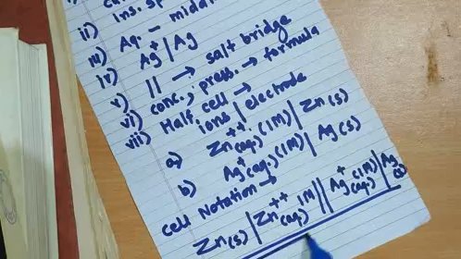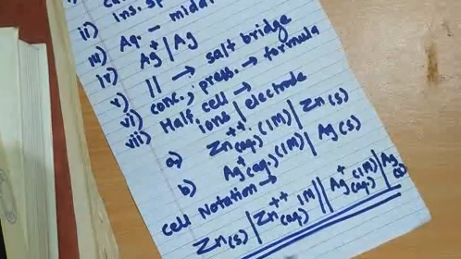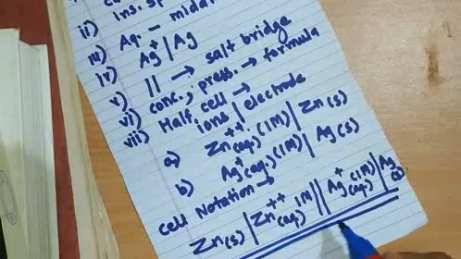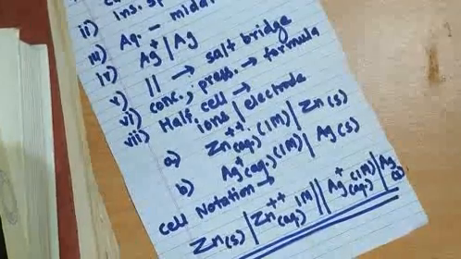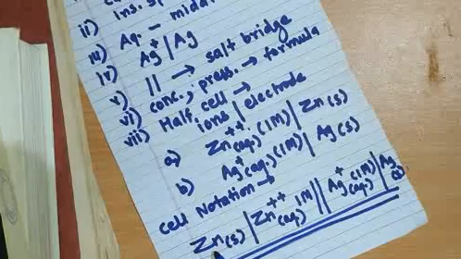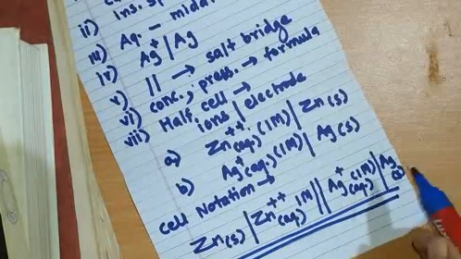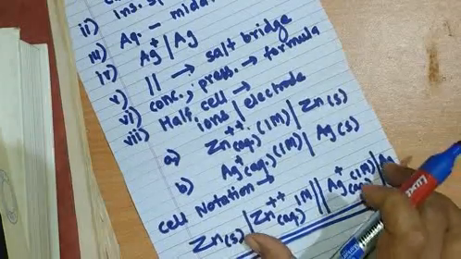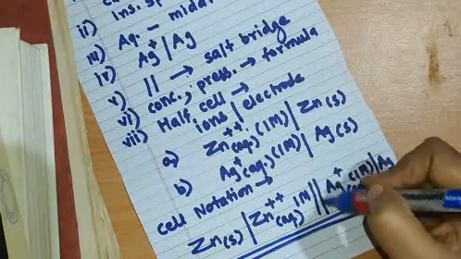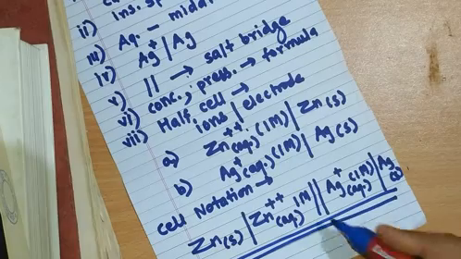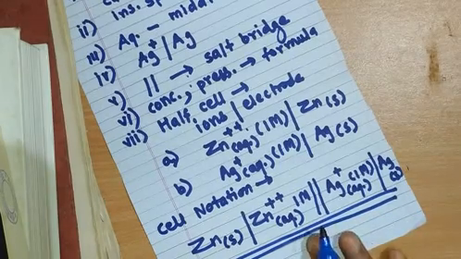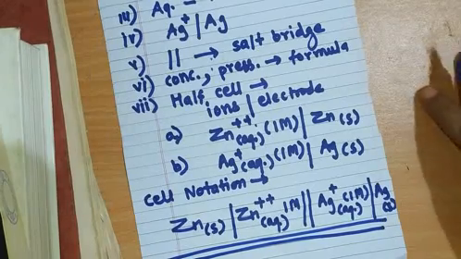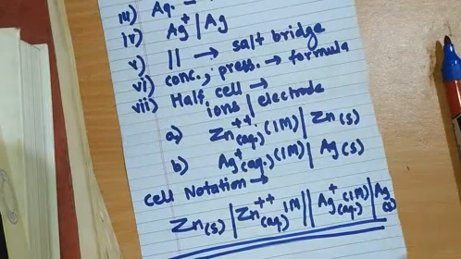Thus, we can write the total cell formula, and we can easily know how our cell is constructed with two half cells: a Zn rod dipped in a ZnSO4 solution, and an Ag rod dipped in an AgSO4 solution. These two half cells are connected with each other by a salt bridge. Like this, we can note our cells or write the formula of our cells.